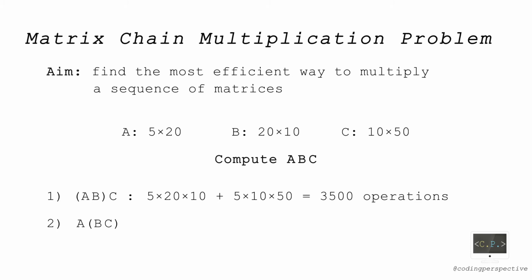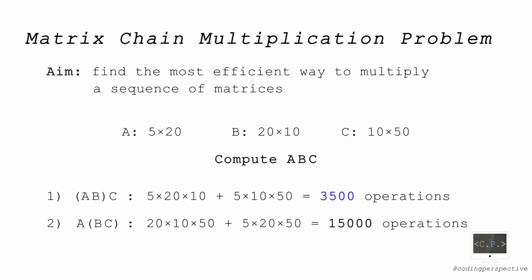On the other hand, in the second option, B times C requires 20 times 10 times 50, which is 10,000 operations. And multiplying A with it requires 5 times 20 times 50, which is 5000 operations. So for the second option, we need 15,000 operations in total. As you see, the first option is much more efficient than the second one.